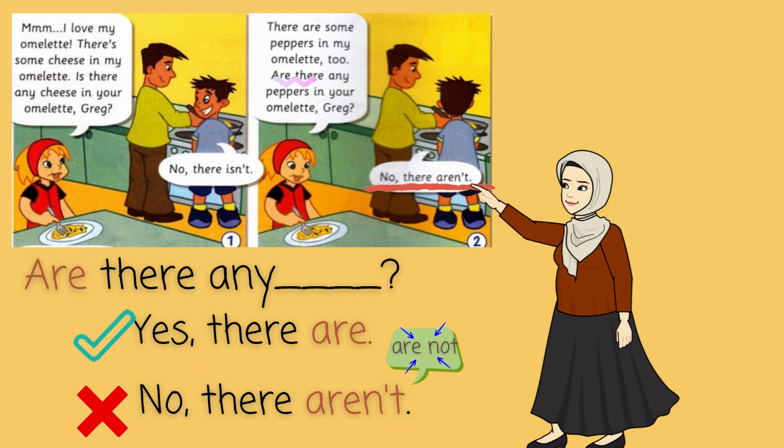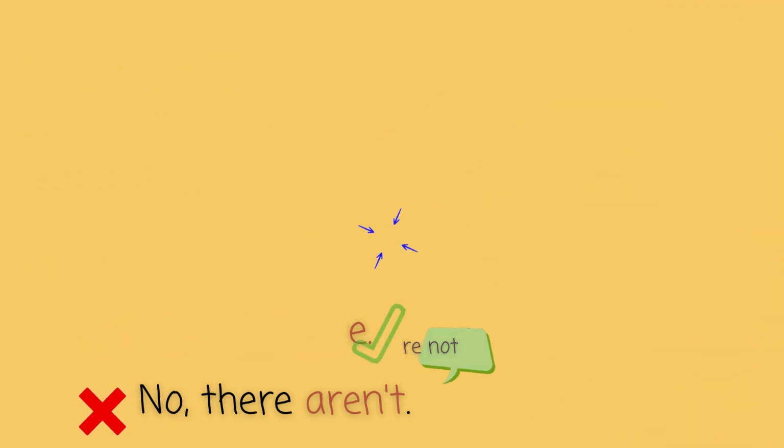Okay, and Greg says, no, they aren't. Again, this is the short form for are not. Kedua-duanya boleh digunakan dalam ayat. So, in this picture number 2, Anna is asking Greg, are there any peppers in your omelette, Greg? And Greg says, no, there aren't. Tidak ada peppers, iaitu lada benggala itu di dalam telur dadar Greg. Kalau ada, dia akan jawab, yes, they are.